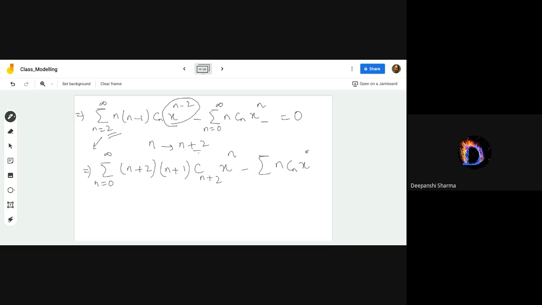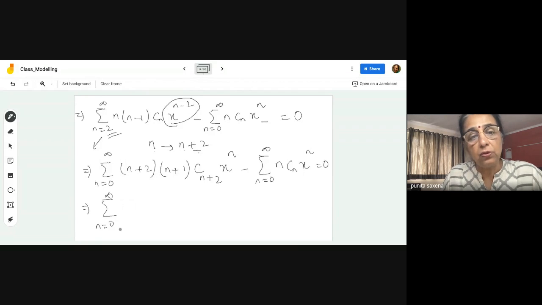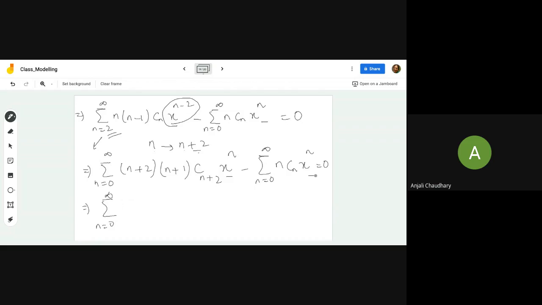Yes, ma'am. And the next term remains as it is. So as I was saying, this will come automatically. Okay. So that means now I can combine both these summations here, because now my starting point for both the summations is 0, and I have x to the power n in both the terms.